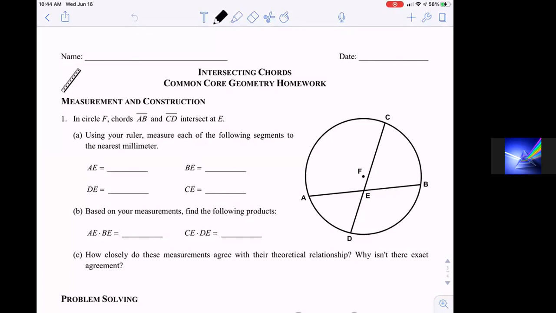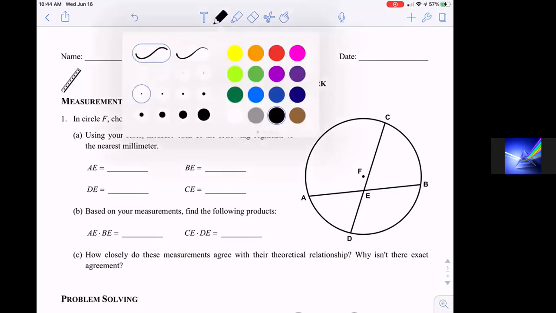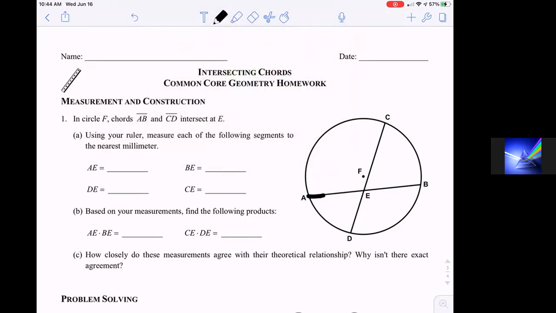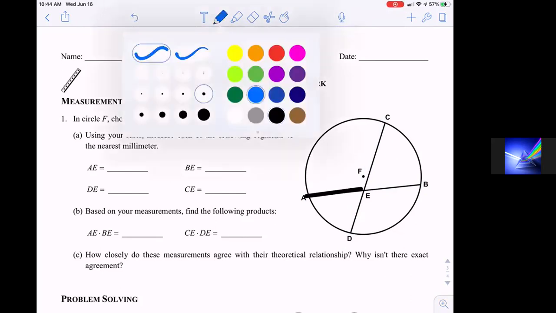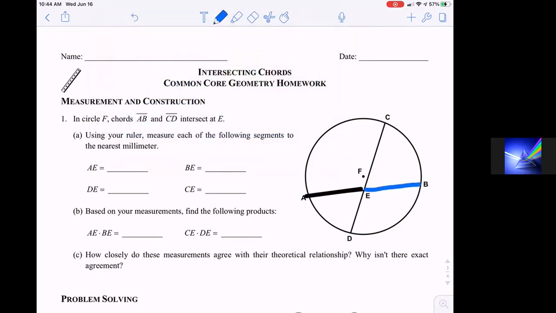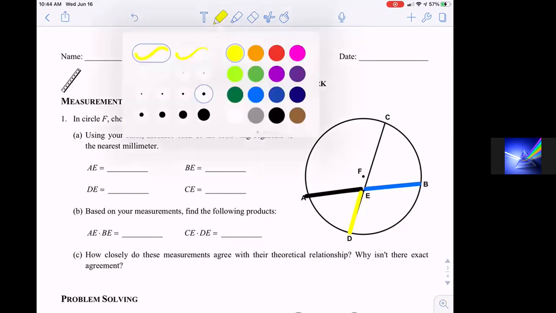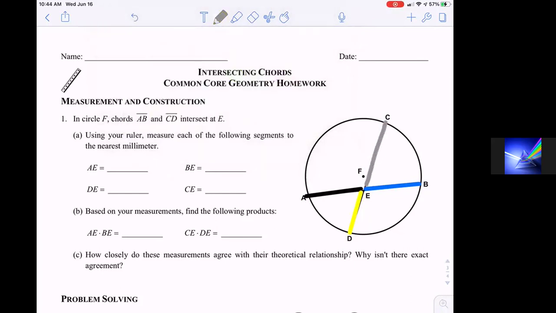But I'm going to break these chords. There's two chords, AB and CD. Now I'm going to break them down into 4 segments, and I'll color code them. AE is the black chord right here. This is the black segment. BE is the blue segment. DE is the yellow segment right here. And CE is the gray segment right here.